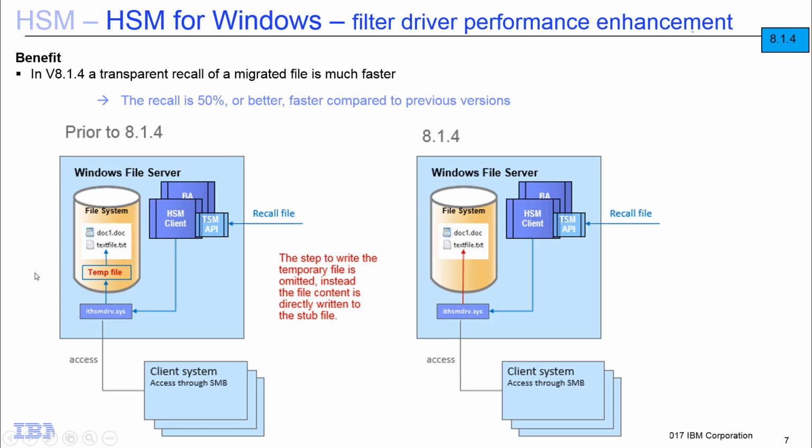And in version 8.1.4, we've eliminated that temporary file step. So now when the file comes back from the Spectrum Protect server, it'll be copied directly into its original location. And this is where we get our 50% or better performance enhancement. You don't have to do anything specific to enable this other than to upgrade your HSM for Windows client to version 8.1.4.